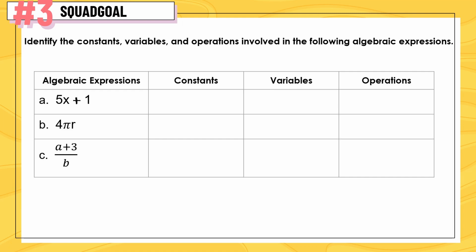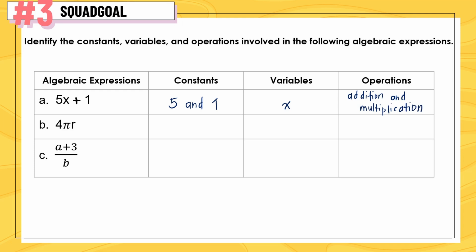So 5x minus 1, which are the constants here? We have 5 and 1. Let's write it here. Right? So they are fixed. What about for the variable? For variable, we have x. For the operation, what are the operations that we use here? We got addition. And do not be deceived. We have another operation. Since they are adjacent, the operation to be used in here is multiplication. So we have multiplication and addition. Okay?